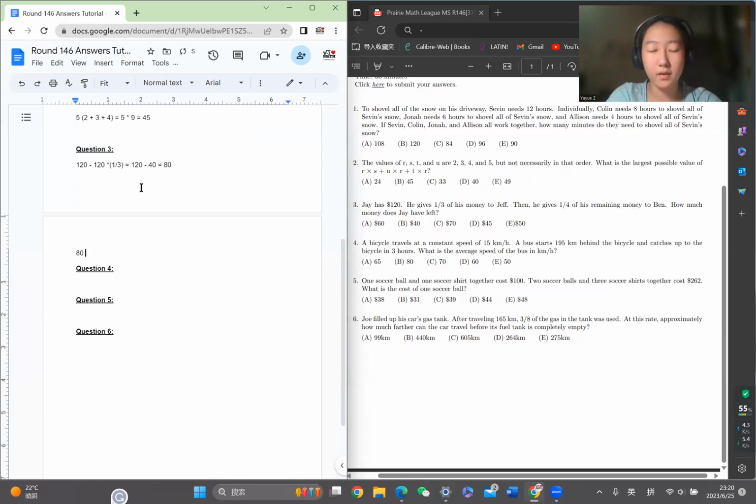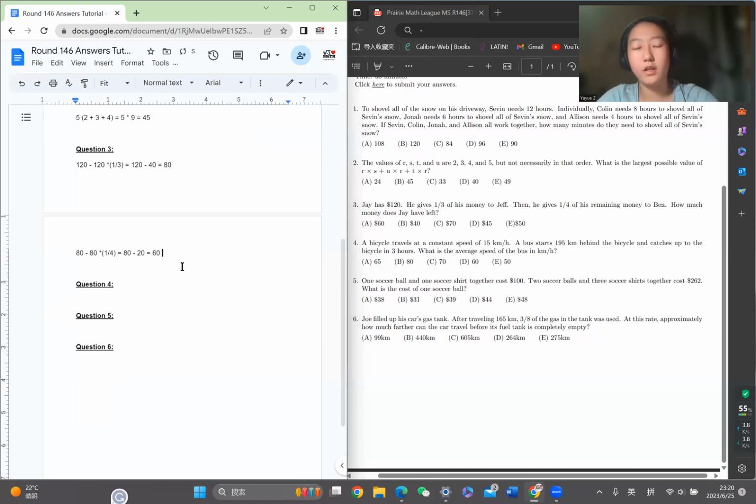And then the remaining amount of money, or $80, minus 80 times 1/4, the amount of money that he gives to Ben, equals 80 minus 20 equals $60. So the amount of money that Jay has left is $60, or option number A.